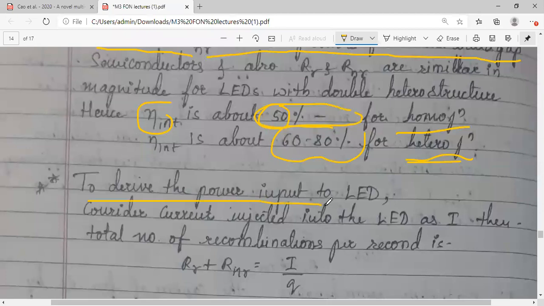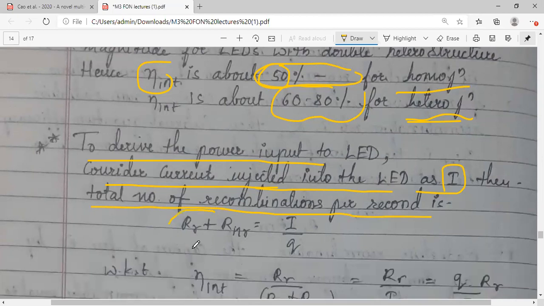Now talking about the power, because our aim is efficiency, we want to know how much amount of power is generated inside the LED, in the active region. For that, consider a current is injected, because we have a forward biased junction, right? We have already seen in the heterostructure. So consider a current injected into the LED as I. Then the total number of recombinations per second, that is RR plus RNR altogether, is equal to I by Q.